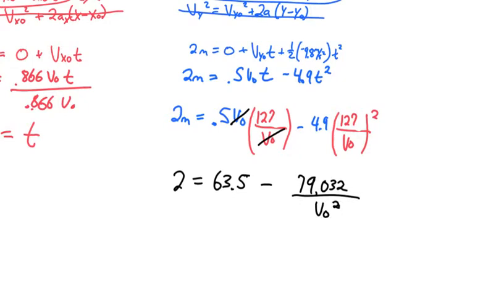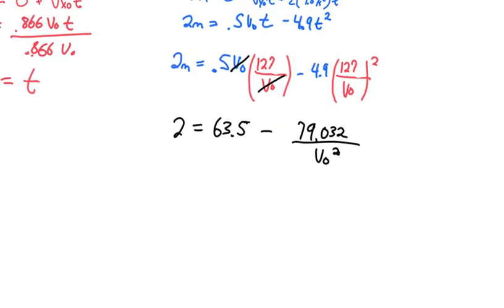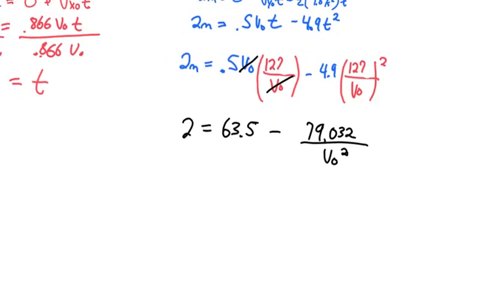Next step in the algebra, we generally leave the terms that have v naught in them where they are, and then move everything else over to the other side first. I'm going to do that here too, so I'll subtract the 63.5 from both sides, and I get a negative 61.5 is equal to negative 79,032 divided by v naught squared.